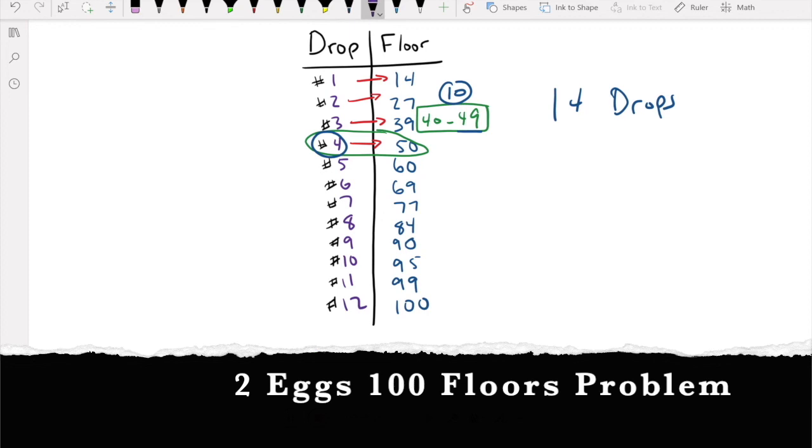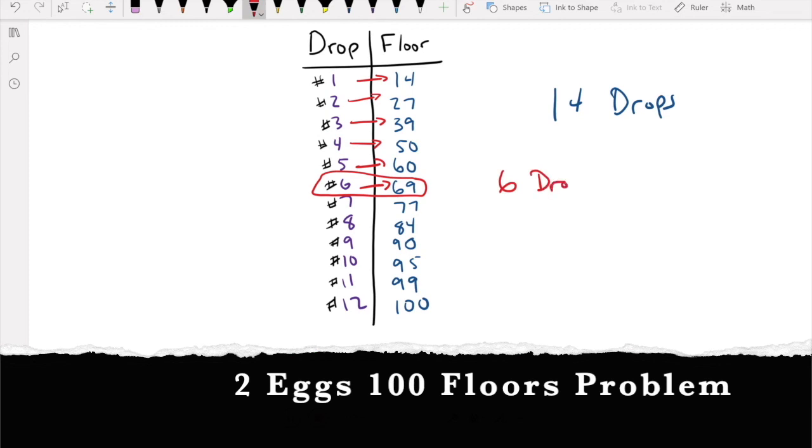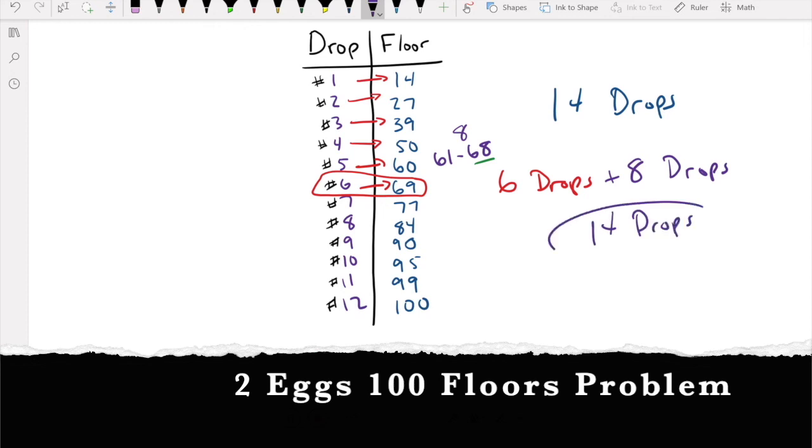Now let's find the worst case scenario if the first egg breaks on, let's say, the 6th drop. If it breaks on the 6th drop, it is at floor 69, so you've done 6 drops. And now you have to check all the floors from 61 to 68. And worst case scenario, it is on floor 68. So that's a total of 8 more floors you have to check. So 6 drops plus 8 drops is 14 drops again. So it's no surprise here. This is how we calculate it.